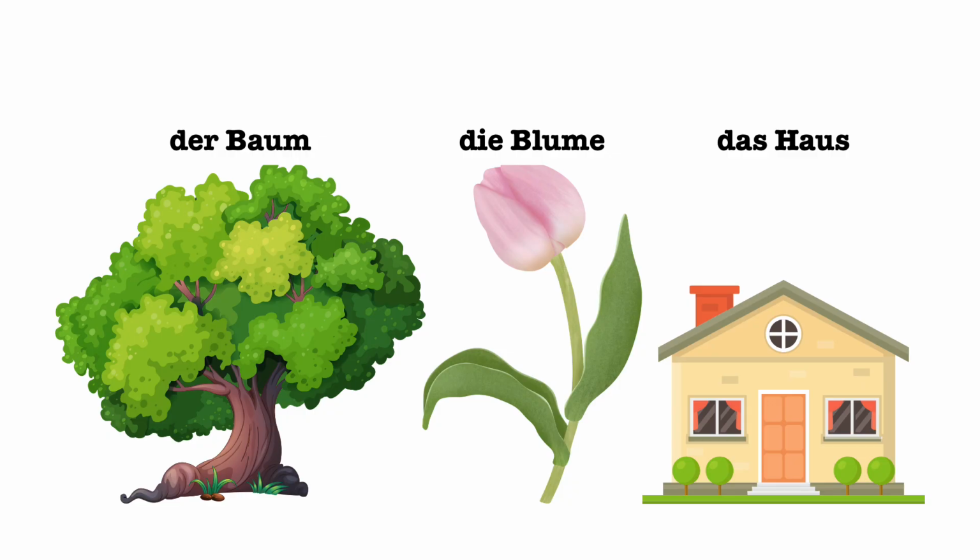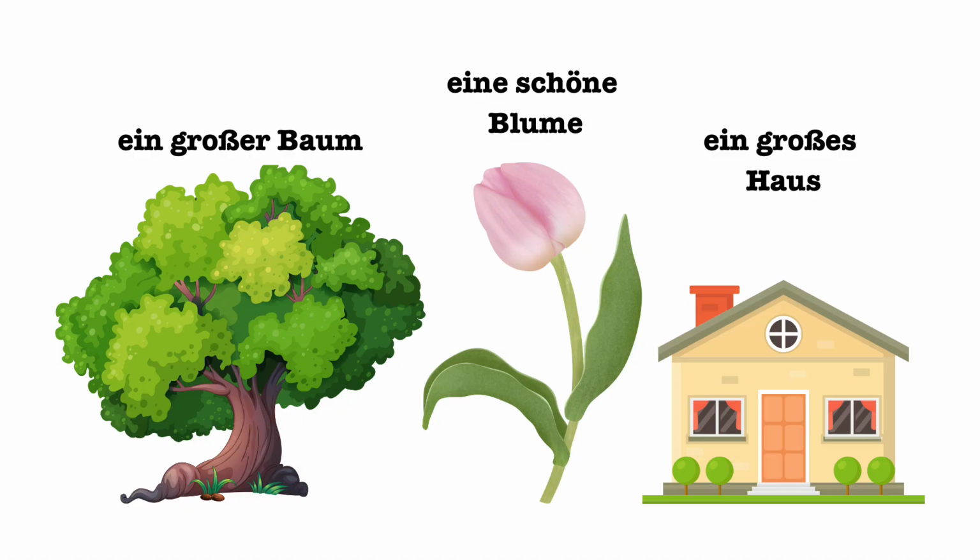So for instance, it's der Baum, which is masculine for tree, die Blume, which is feminine for flower, and das Haus, which is neuter for house. It's not just the articles that change, however. You can also change the adjectives based on the gender of the noun. So for instance, it would be ein großer Baum, eine schöne Blume, or ein großes Haus. Notice how the adjective ending changed from er for the masculine one to e for the feminine one and es for the neuter one.